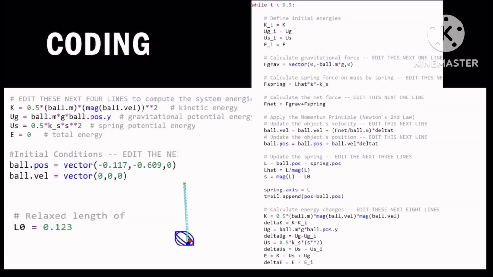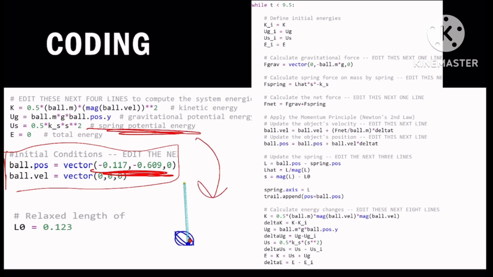Okay, so now we're on to coding, and we'll be talking again about the initial conditions. So here are the initial conditions. As you can see, 0.117 and 0.609 matches up with the data we found in the experiment. And then relaxed length of L0 is equal to 0.123. Now I'll show you guys how I calculated that. So basically I moved around some variables in the spring potential energy to get L0 by itself, and we basically calculated it with these values.